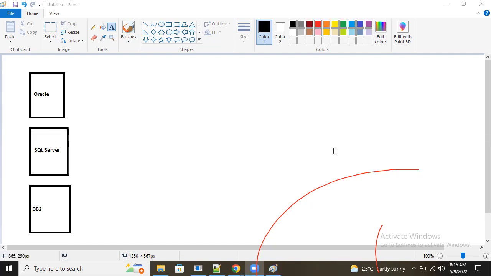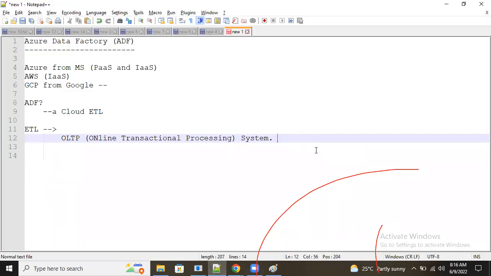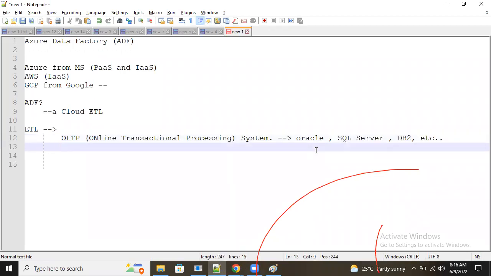In an organization, they have separate departments. That's why they're maintaining different data sources. So now this is Oracle, SQL Server, DB2, and PostgreSQL, we have so many things. But why do we maintain multiple OLTP systems in our organization?